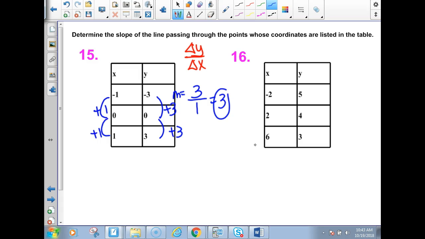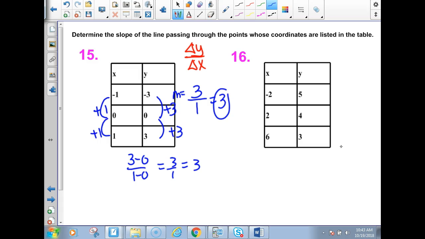That's how you can do these problems. Or, let me show you another way. You can take any pair of points here and do the slope formula. You would take the second one minus the first one. So you could have done 3 minus 0 over 1 minus 0. And you would have had the slope. So you can do it that way using the formula.